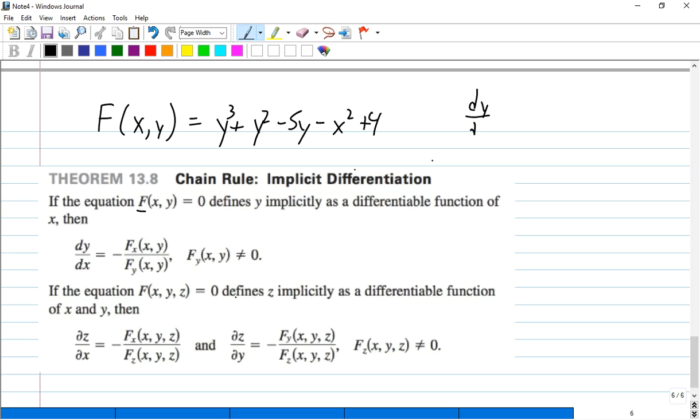Dy dx would be equal to the negative of, now take the derivative of this function with respect to x, so that goes to 0, that goes to 0, that goes to 0. That's negative 2x. Remember I had a negative in the formula. That's negative 2x over the derivative of F with respect to y. That's 3y squared plus 2y minus 5. And then that goes to 0 and that goes to 0. So this negative could cancel that negative out and just leave you with 2x over 3y squared plus 2y minus 5.